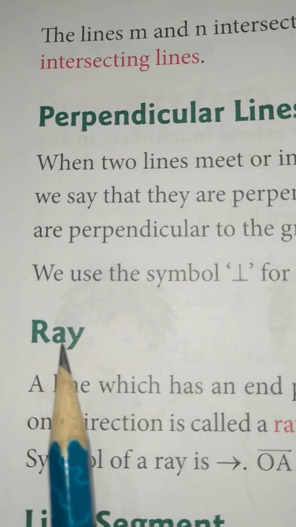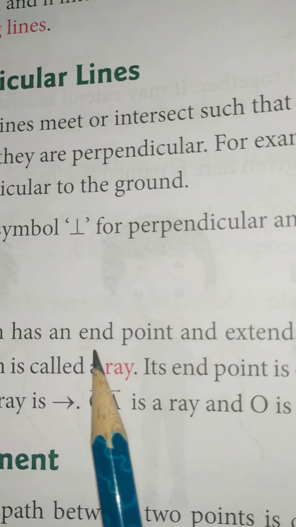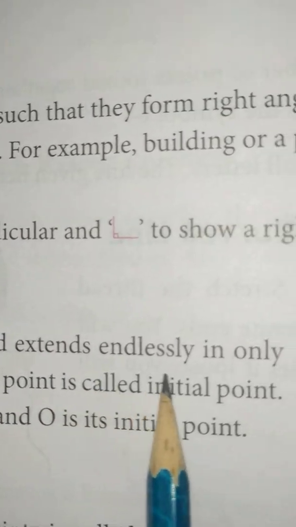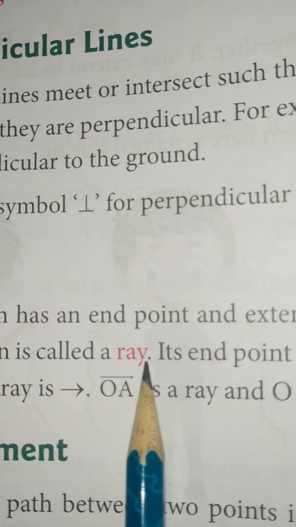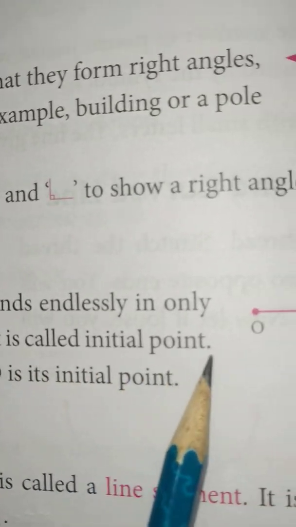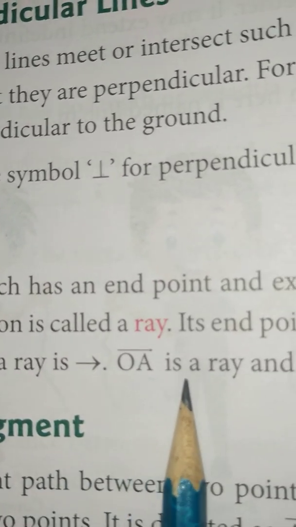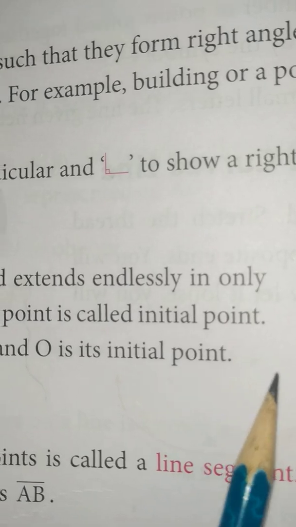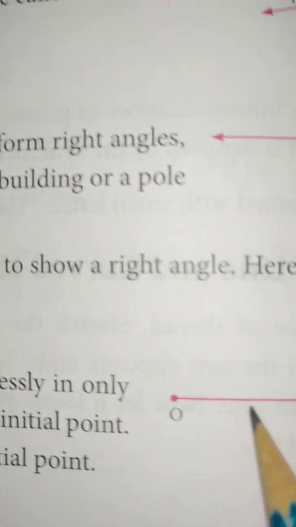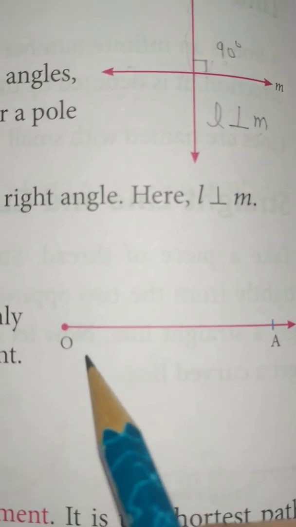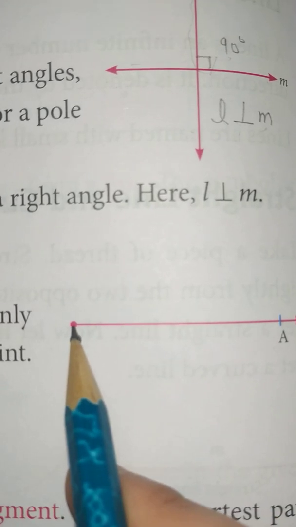Now the next is a ray. So what is a ray? A line which has an end point and extends endlessly in only one direction is called a ray. Its end point is called the initial point. The symbol of a ray is this. OA is a ray and O is its initial point. So a ray is a line which has one end point. Like this one is a ray. OA is a ray. Here it has one end point.